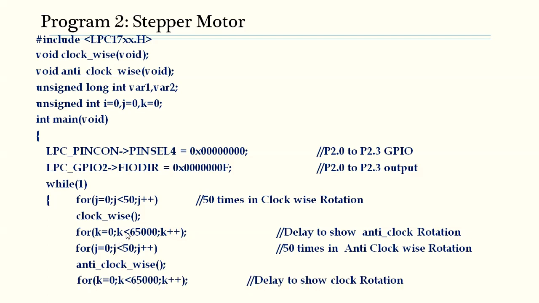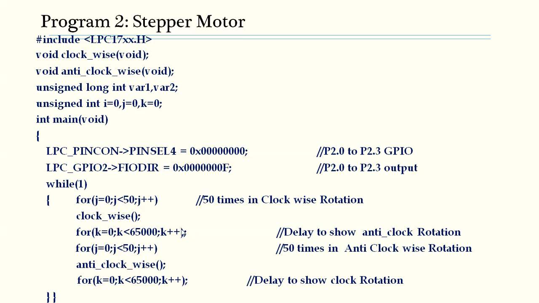Now why have we taken the value 50 over here? Why have we taken a value 50 and then called the clockwise? Similarly, we have taken the value 50 over here and called the anti-clockwise direction. Just put a thought on this. We will come back to why this value is 50.